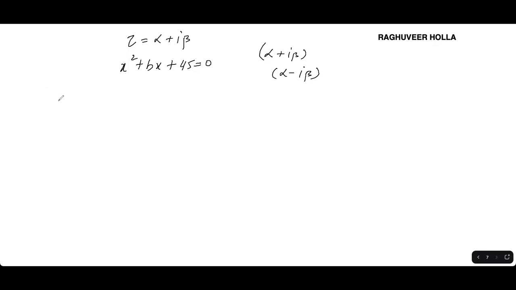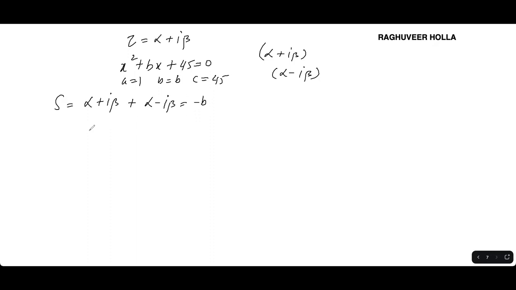Now the sum, okay, sum is alpha plus beta. So this you consider as one root and this as another root. So as we have seen in the previous problem, alpha plus I beta, this is a complex number, plus alpha minus I beta. So this is minus b by a. So as you can see here, a is 1, b is b, right? And c is 45. So minus b by a is minus b by 1.